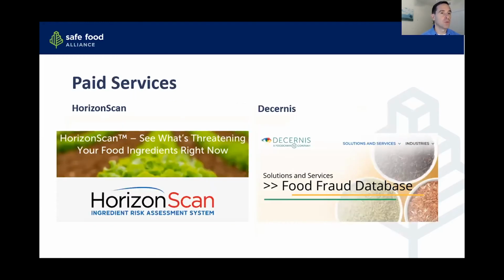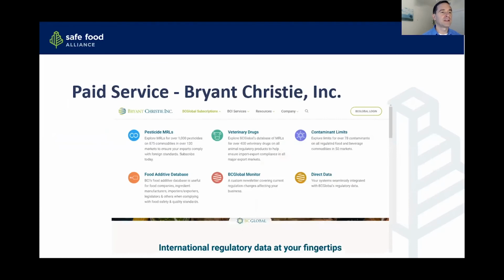And then just briefly, 3 more paid services to be aware of. Horizon Scan is a service that a lot of companies are starting to use now that is very proactive. You can set up notifications where it will notify you each day with the latest, or even in real time with the latest on recalls, on information about different commodities, countries, things like that. They've got a really great dashboard interface that you can use. And then the food fraud database that Decernis has is also a great resource. They've been putting information into that for years as well. And then finally, as you said, Tom, Bryant Christie is also a great resource in terms of information on regulatory requirements in different countries.